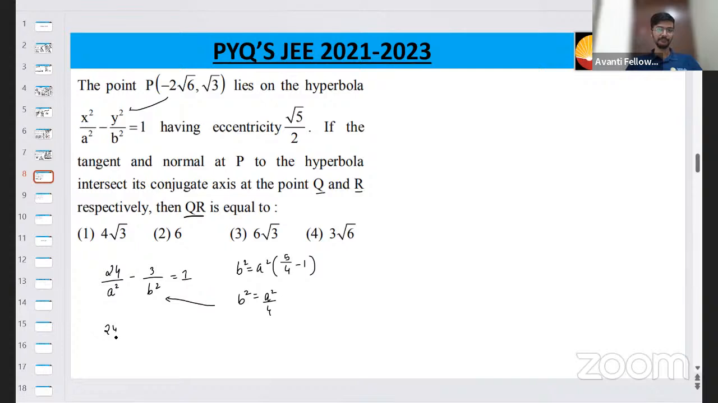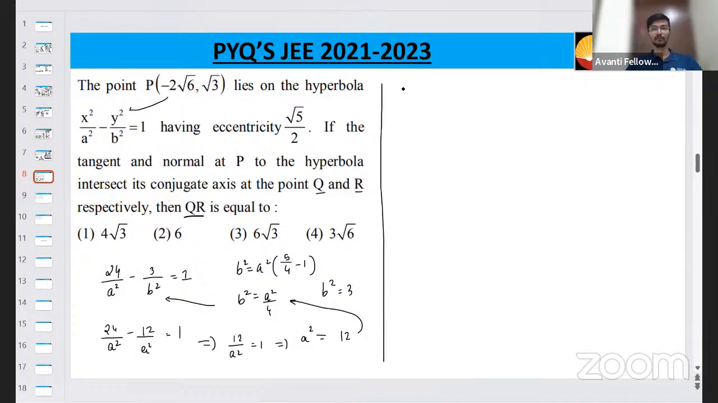So we'll get 24 upon a square minus 12 upon a square equals 1. So what is 24 minus 12? 12 upon a square equals 1, which implies a square is 12. So if we substitute it here, we'll get b square as 3. So the equation of the hyperbola now becomes x square upon 12 minus y square upon 3 equals 1.